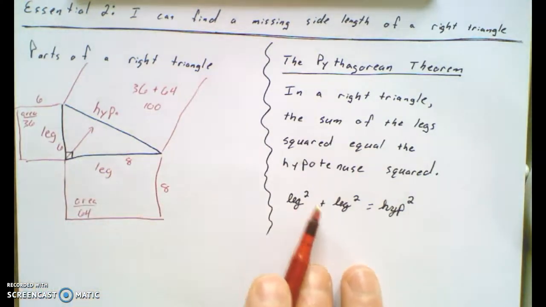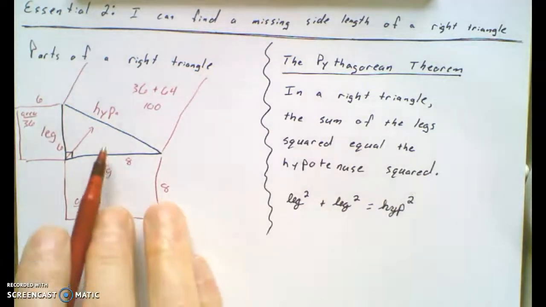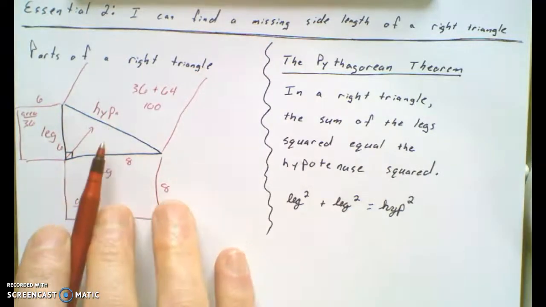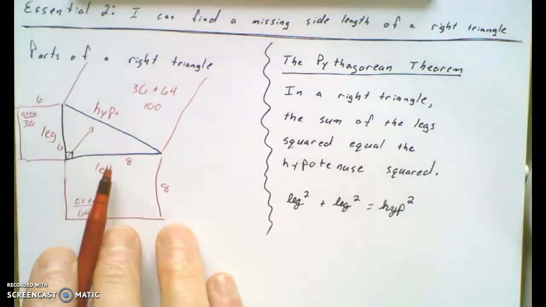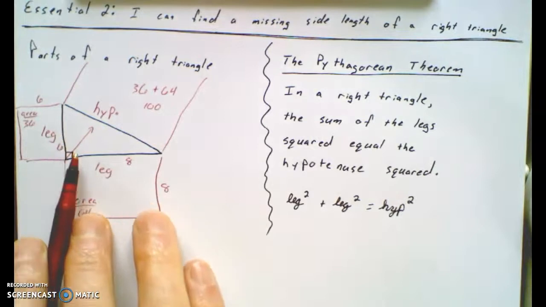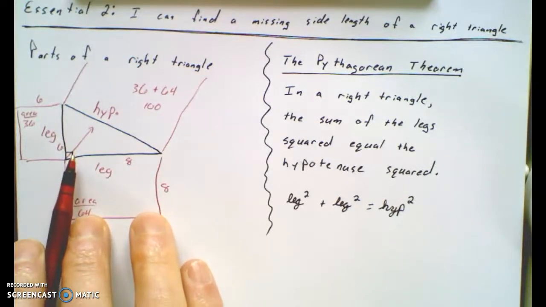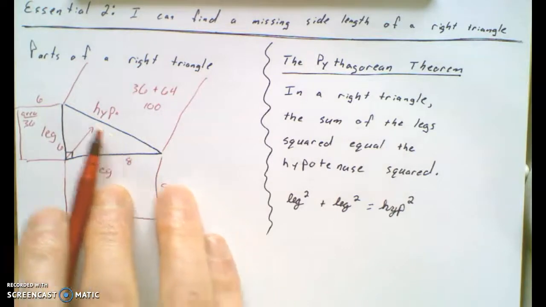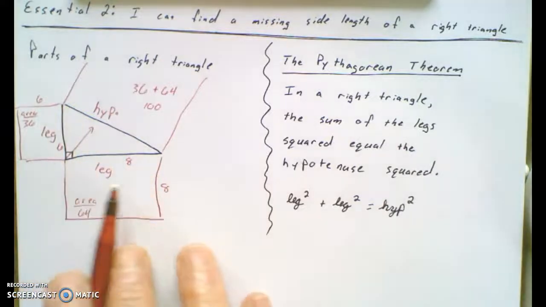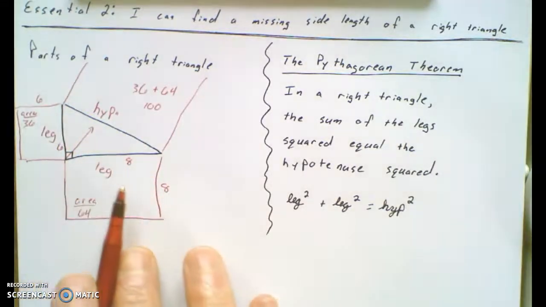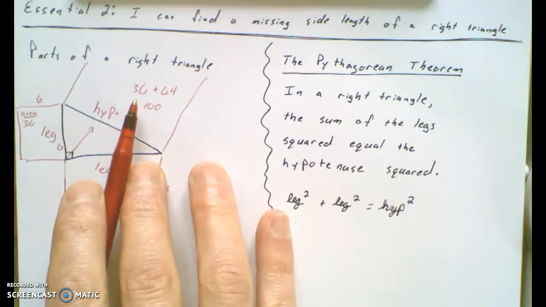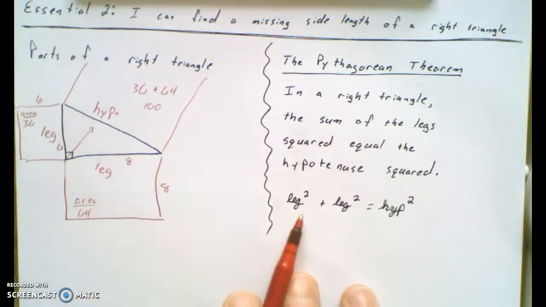When it says leg squared plus leg squared equals hypotenuse squared, we're literally talking about squares that are built off of the sides of a triangle. Remember, the legs are the two parts that make up the 90-degree angle here, and the hypotenuse is the side opposite that 90, or the side that's not a part of the 90. If we put squares off of all three of these sides, this square plus this square is equal to this big square. That's what we call the Pythagorean theorem.